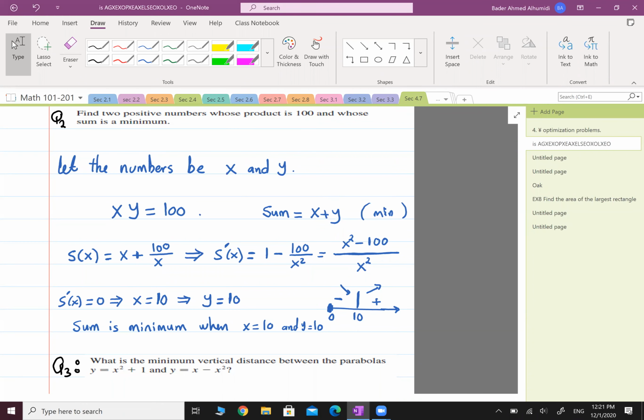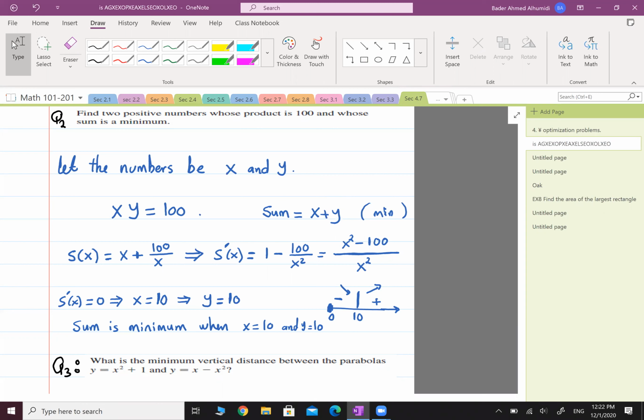How many pairs of numbers do we have? With multiplication 100, we have infinitely many. Among this family of pairs with multiplication 100, we need the pair that will give me the minimum sum. So we need to find the sum. The sum is x plus y. That is the quantity we need to minimize, so we concentrate on it.